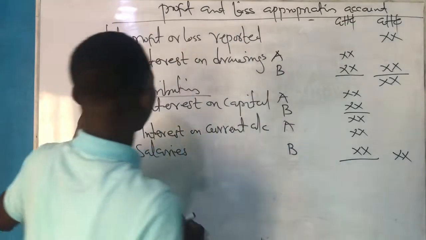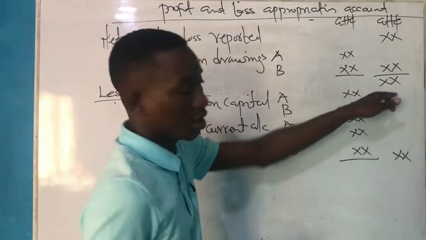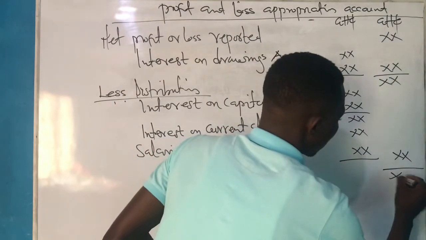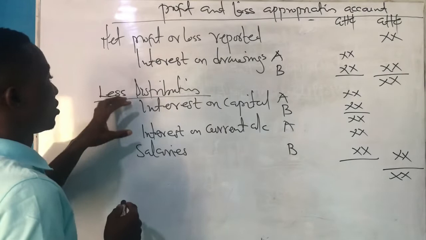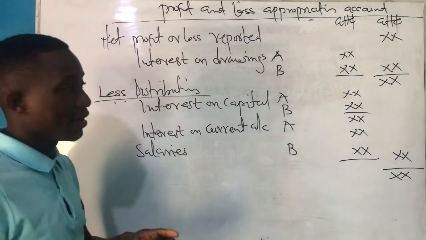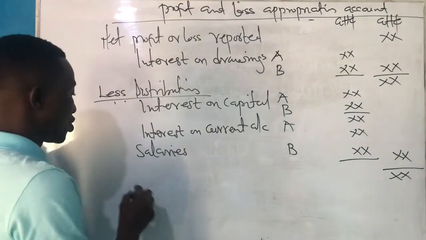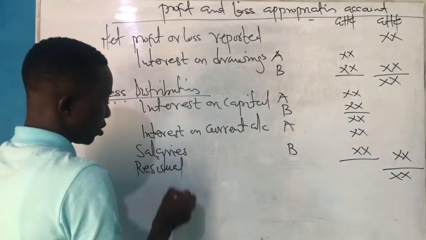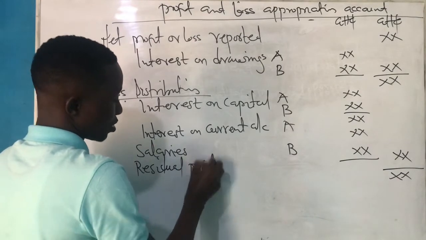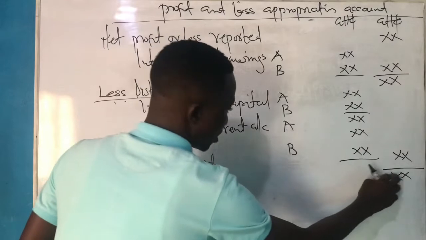Okay, so because we are lessing all distribution, we are going to take it from this. So when we take the total entitlement to partners from this amount, we are going to arrive at the residual profit. The residual profit, or the actual profit. That is this amount. I'm referring to this amount.